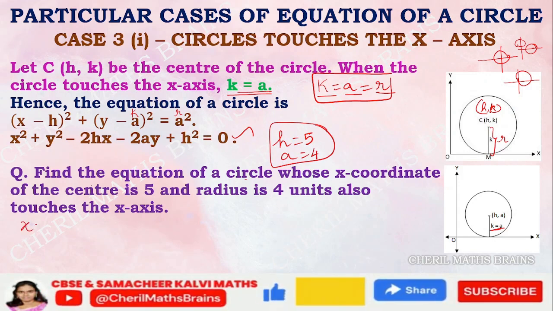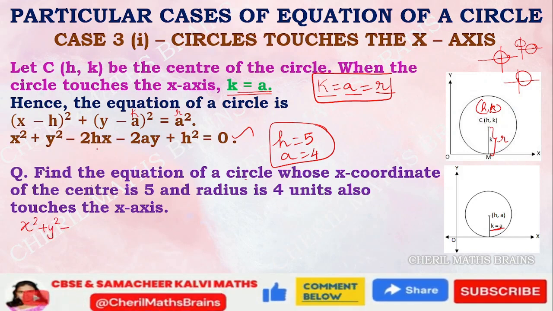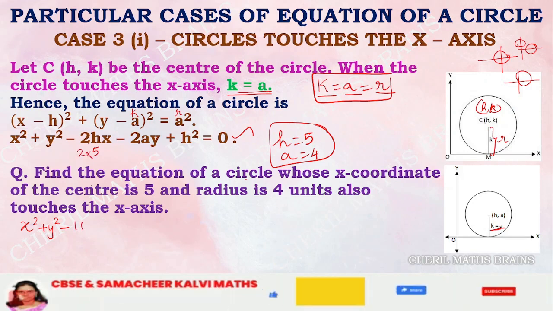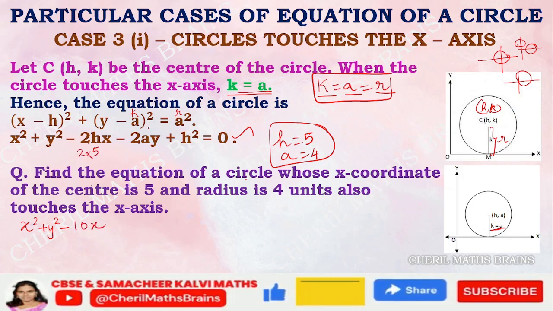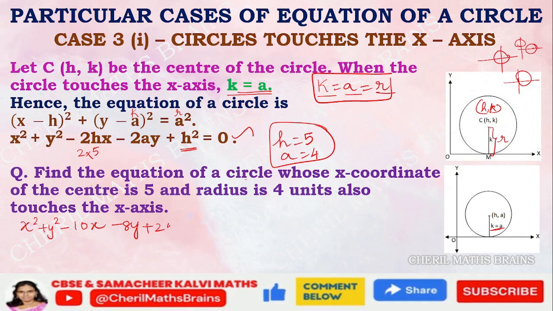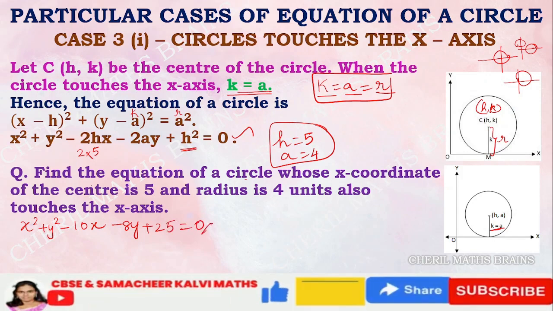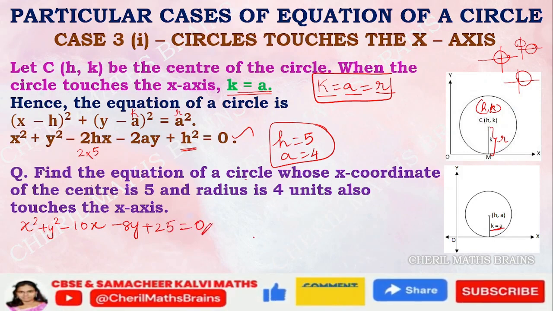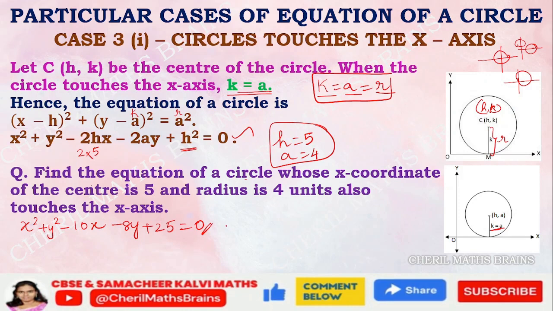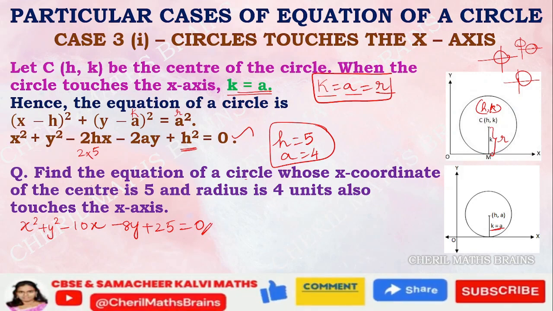So you will get x square plus y square minus 2h into x. 2 into h is 2 into 5, so it will be minus 10x. Minus 2a will be minus 8y, plus h square, which is 25, equal to 0. Is it clear, children? This is how very easily you can do it when you are asked these kinds of questions. I have just given one question as a sample.